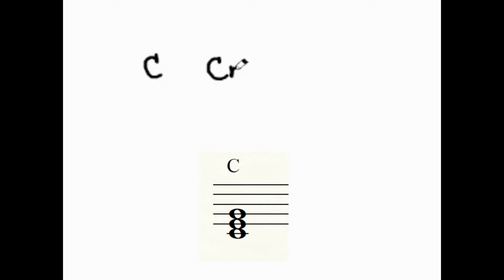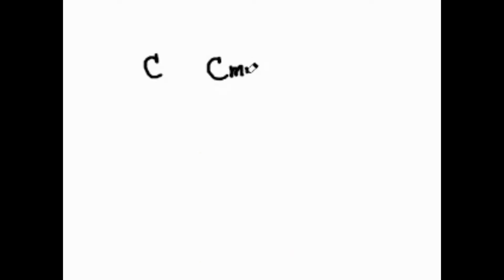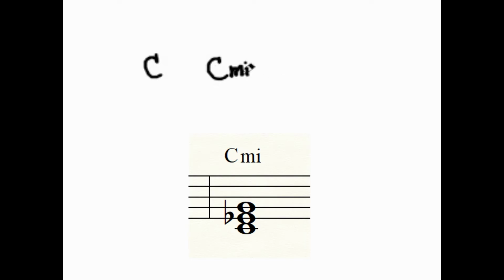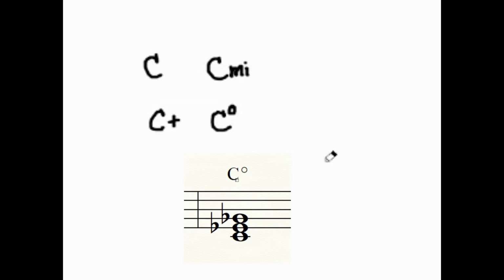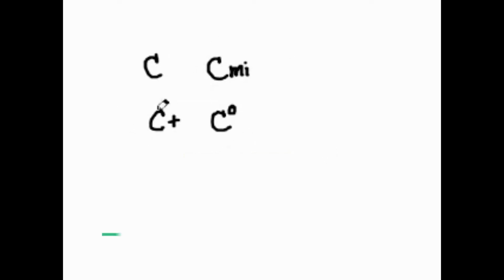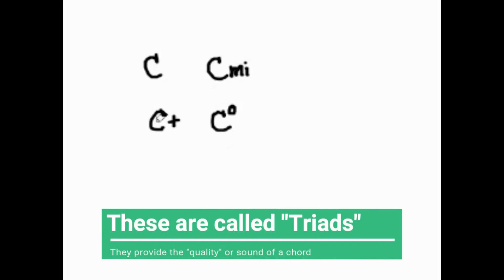You're going to see these in lead sheets all over the place. C minor. You need an MI. Sometimes it's MIN. Okay, you know that's a C minor triad. These are the four basic triads. Major, minor, augmented is a plus sign, and diminished is a little tiny circle. Okay, so that tells you each one, jazz chord symbol notation, each one of the four triads.